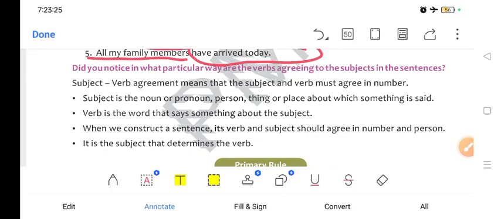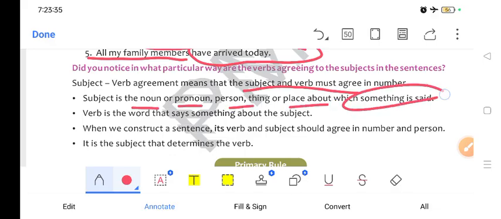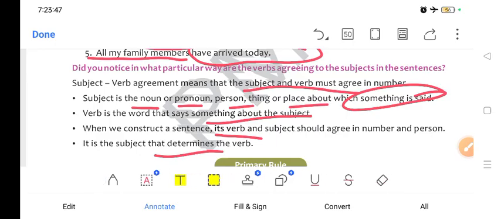So what is subject verb agreement? It means that the subject and verb must agree in number. Subject is a noun or pronoun, person, thing or place about which something is said. Verb is the word that says something about the subject. When we construct a sentence, its verb and subject should agree in number and person. It is the subject that determines the verb.